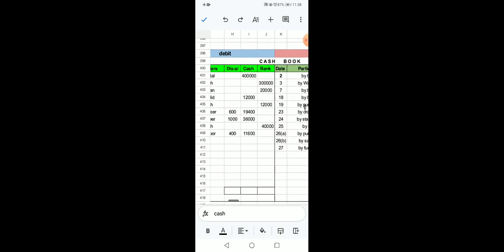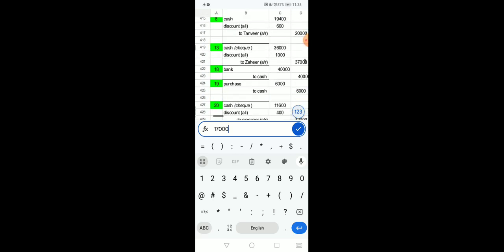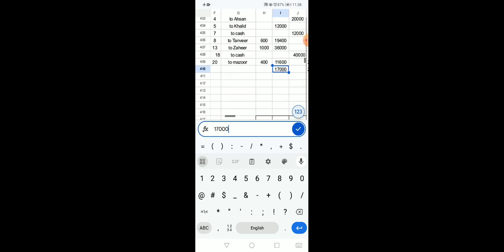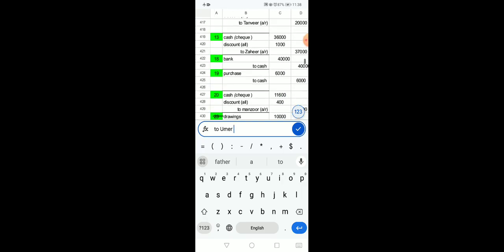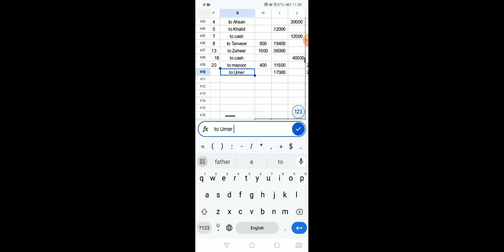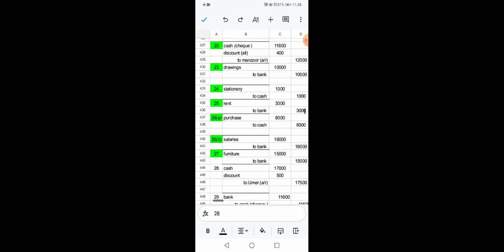Next entry is 28, where there are three elements, but only two elements we are associated with. First is cash. Cash is debited with 17,000. Go to the debit side of the cash and write 17,000 over here. Now see the reference of this entry, which is Umar. Umar is written on the opposite side of the cash, which is reference. Write down Umar over here in particular column. See the date, which is 28. Write down 28 on the date column. In this way, half of entry 28 has been completed.